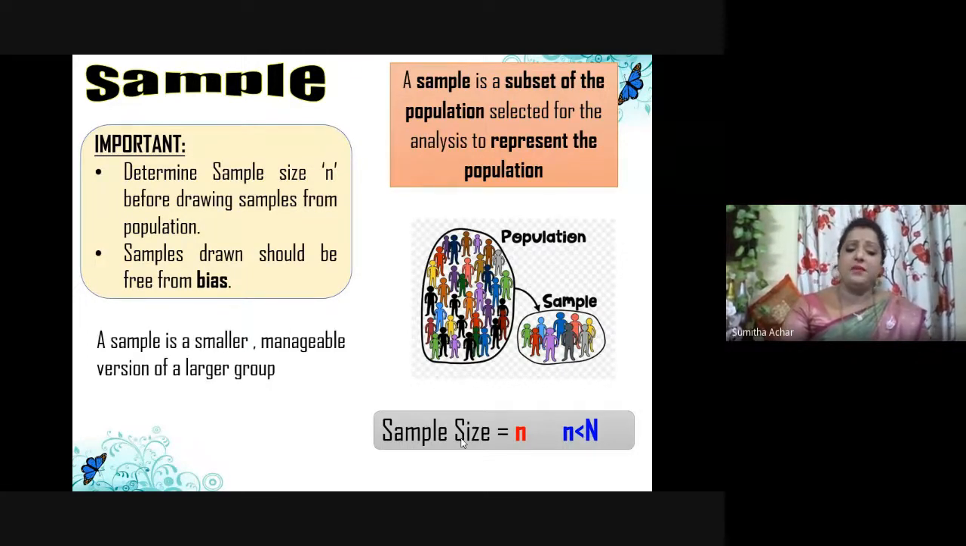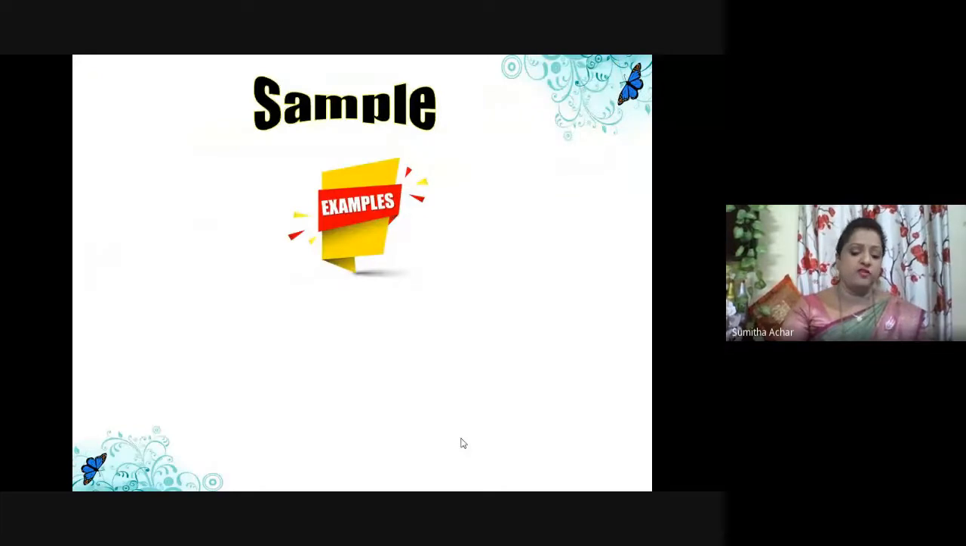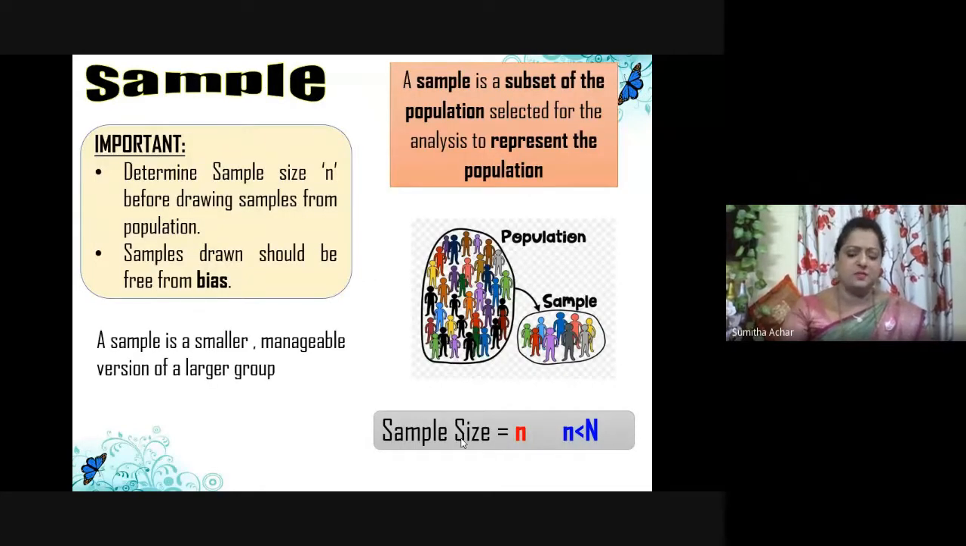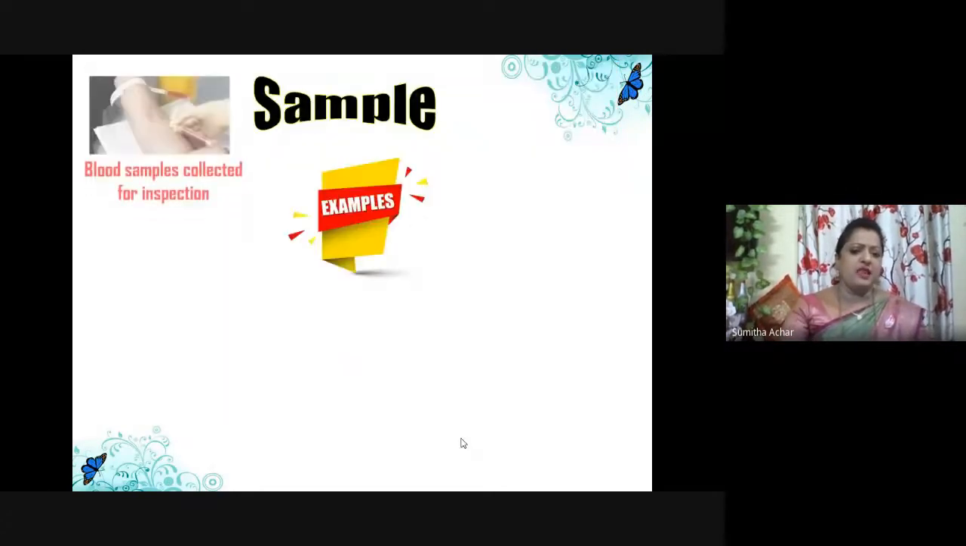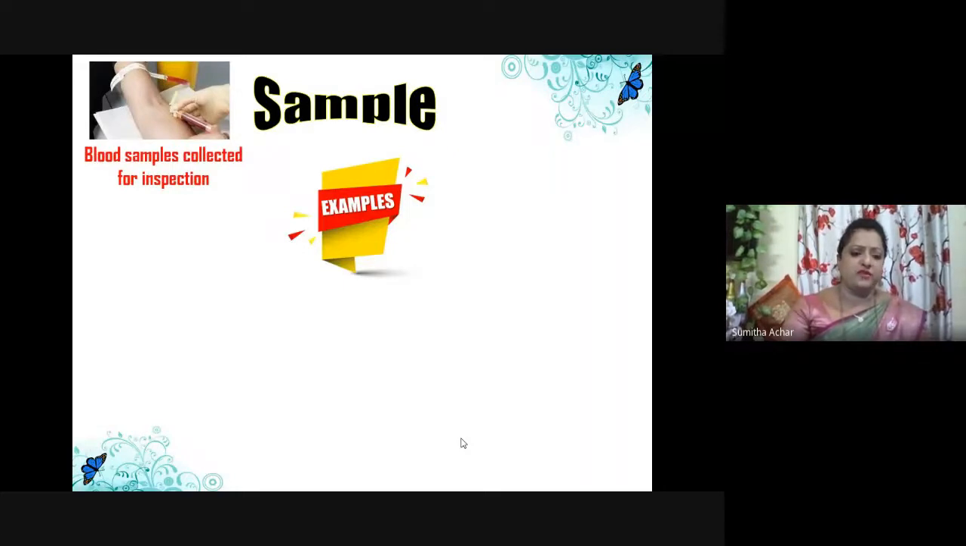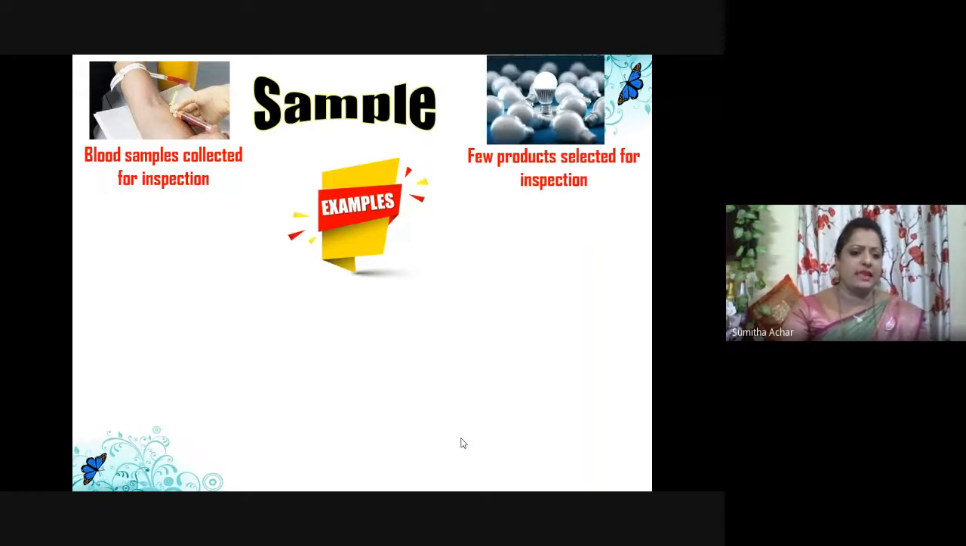Now, a sample is a smaller, manageable version of a large group, right? So this is a simple understanding of what a sample is. Now, take blood samples collected for inspection. Nobody takes 2 liters of blood from your body for diagnosing any disease or test, right? About 10 ml or 12 ml is taken, and therefore it is a sample study.